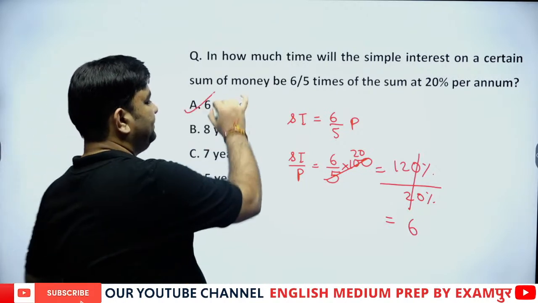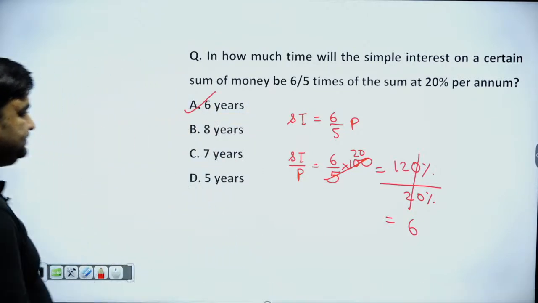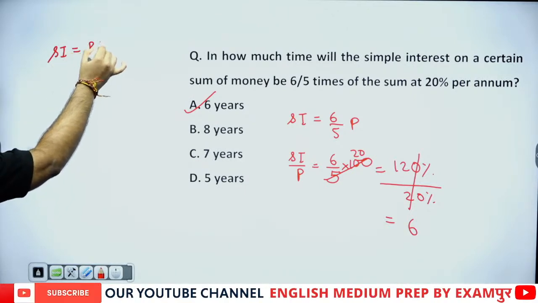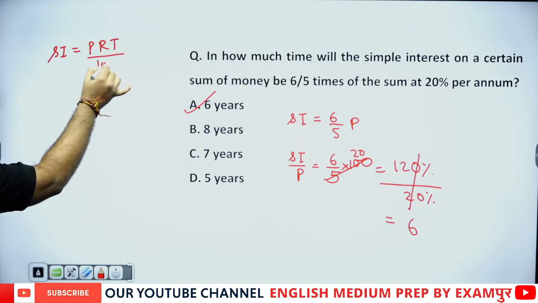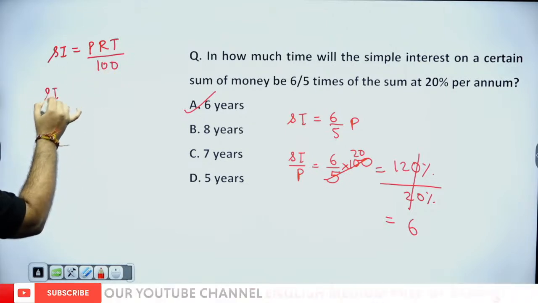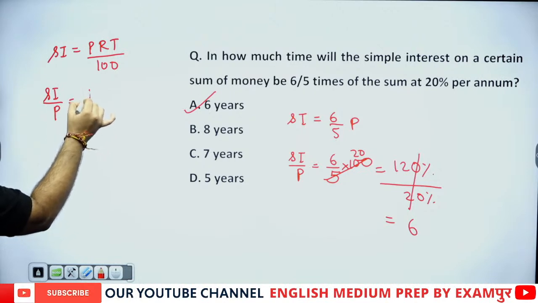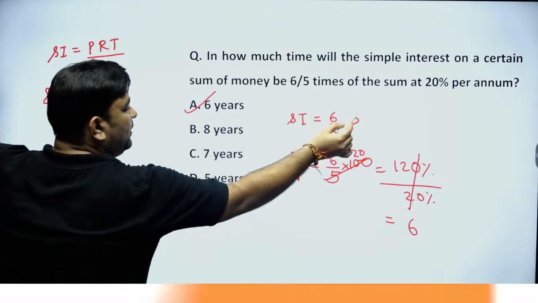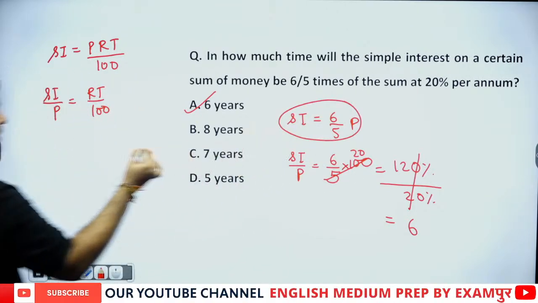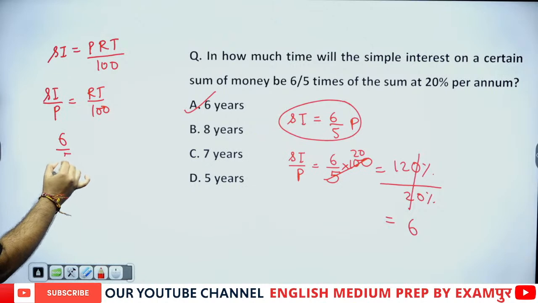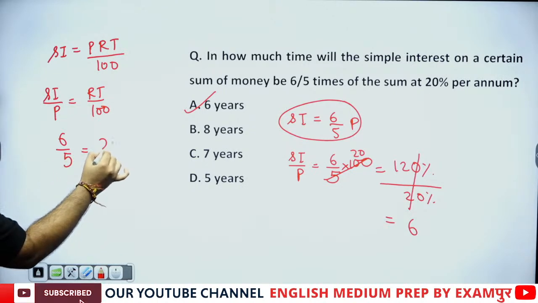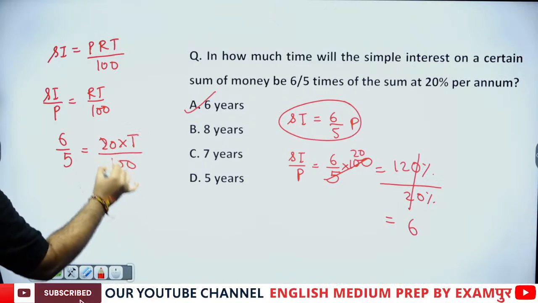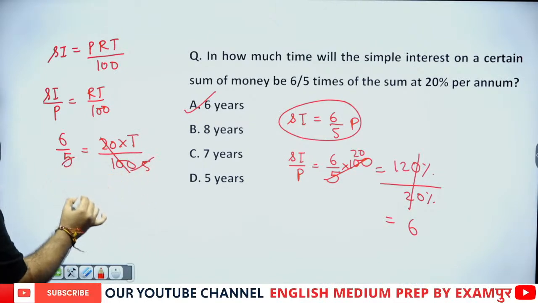Another way of thinking. SI is equal to PRT upon 100, so SI over P is equal to RT over 100. SI over P is 6 by 5. Rate is 20, I want to find out time. Divide by 100, 5 times 6.